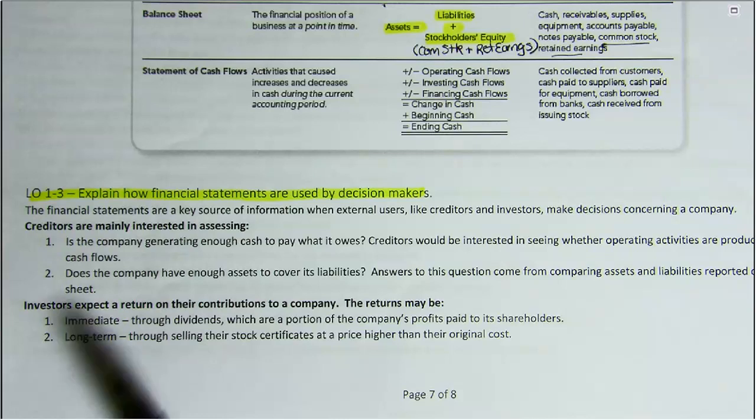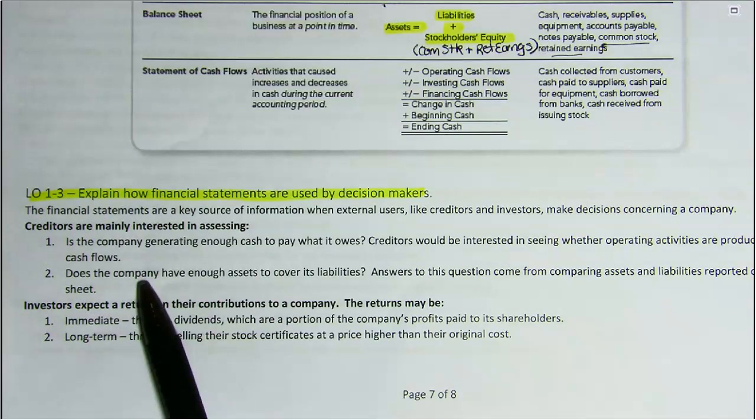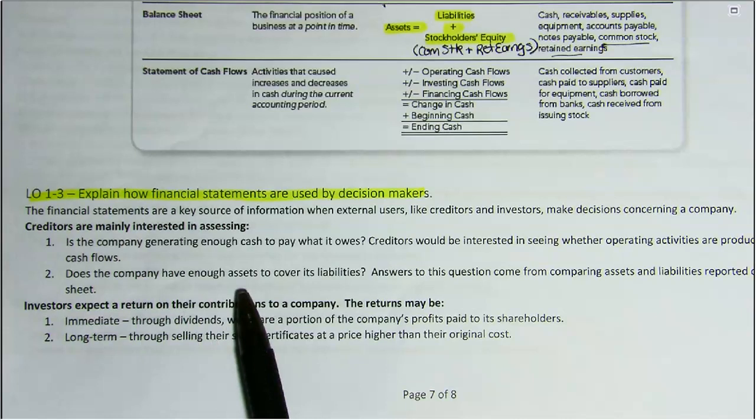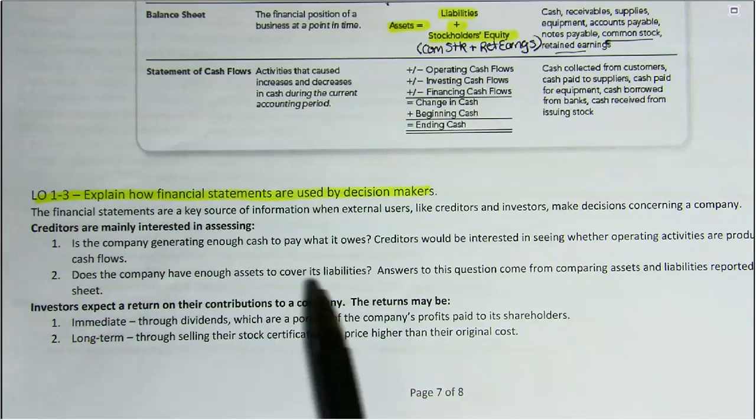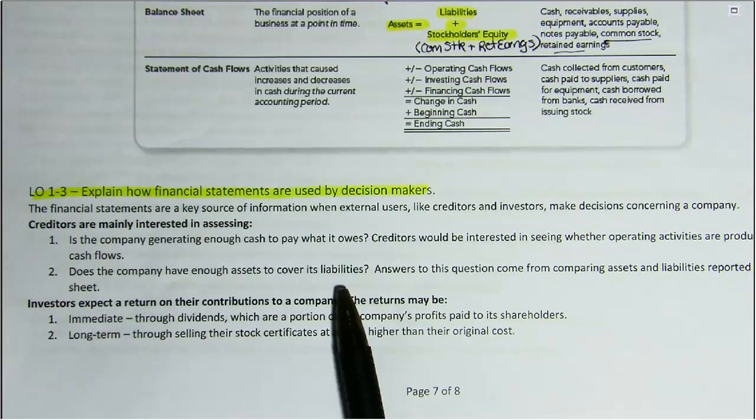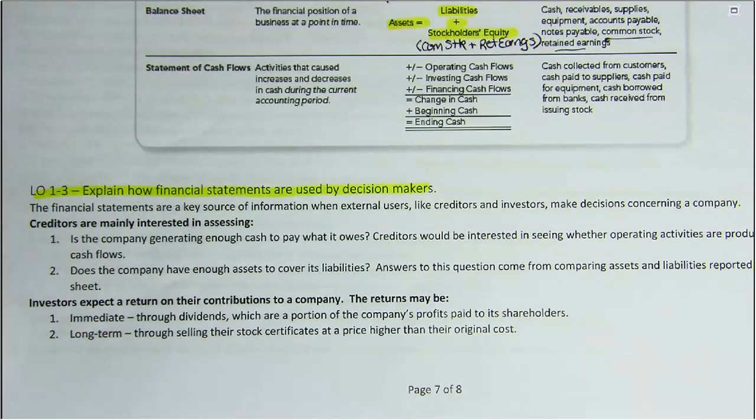In number 2, well, that's exactly what I just said. Does the company have enough assets, economic resources, to cover or pay for its debts or liabilities? And that answer comes from the balance sheet.